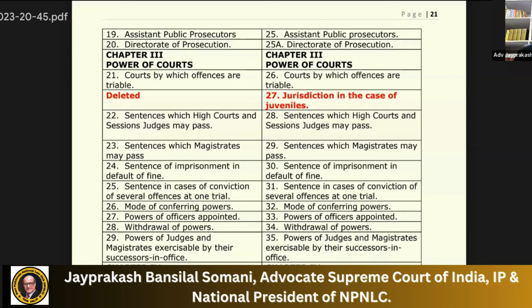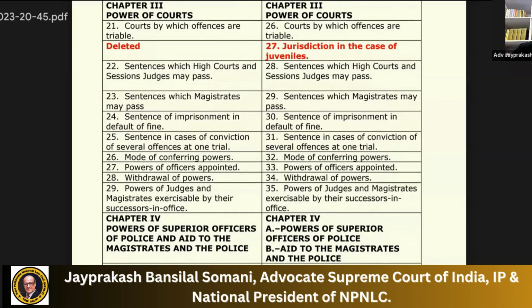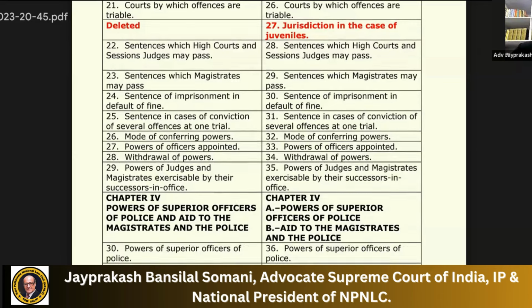Section 23 of BNSS, sentences which magistrate may pass. Its earlier section was in CrPC, Section 29. Section 24 of BNSS, sentence of imprisonment in default of fine. Its earlier section was in CrPC, Section 30.